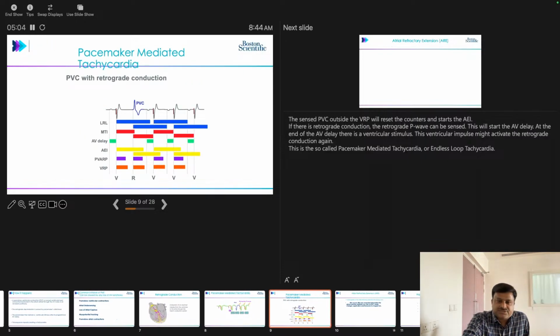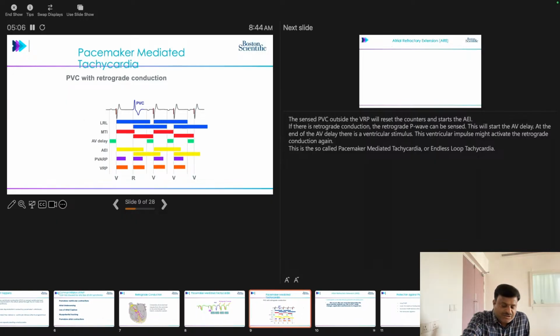So to observe this, to confirm whether it is a PMT or not, the majority of the time all these PMTs will occur at the maximum tracking rate. So this is the timing diagram of a typical pacemaker.